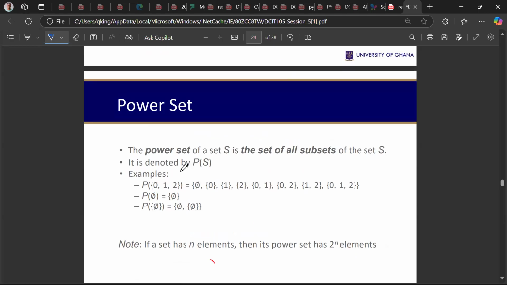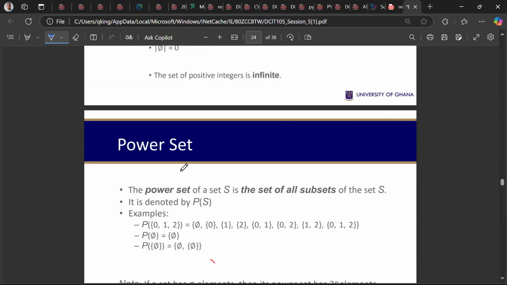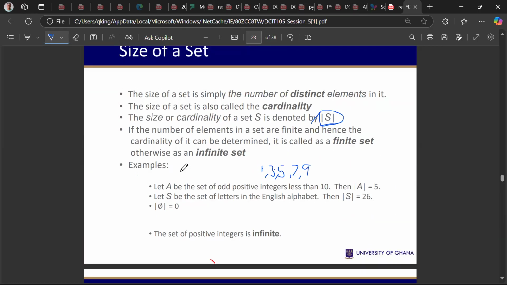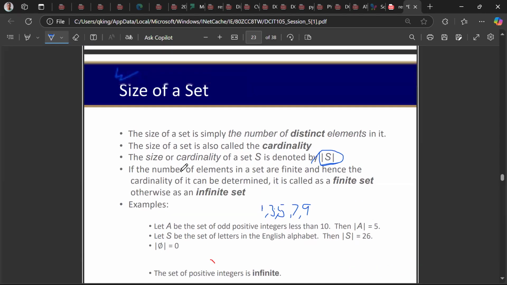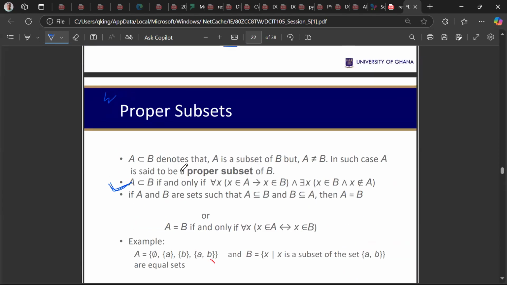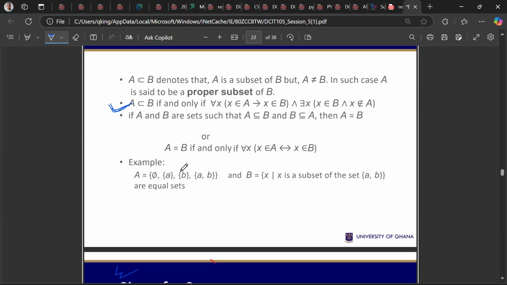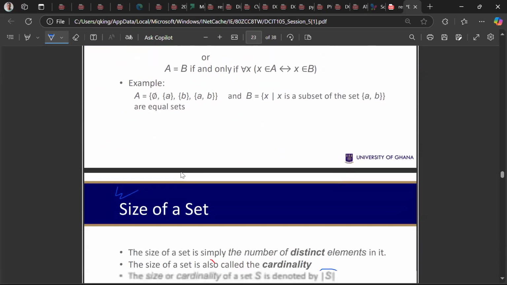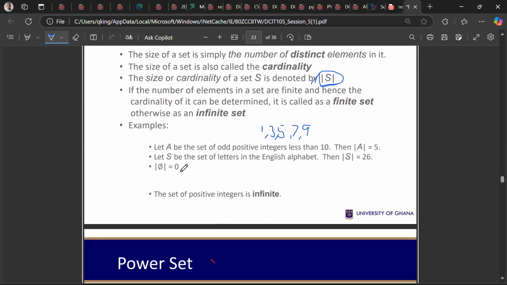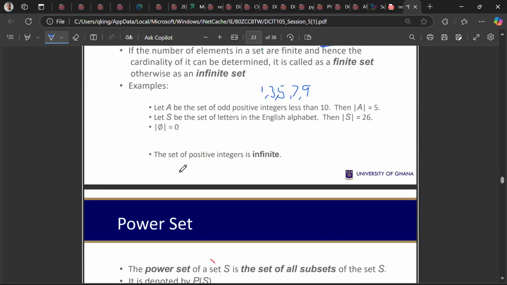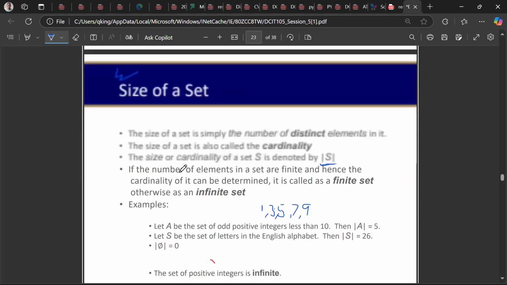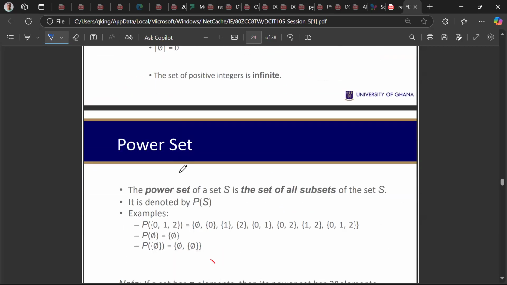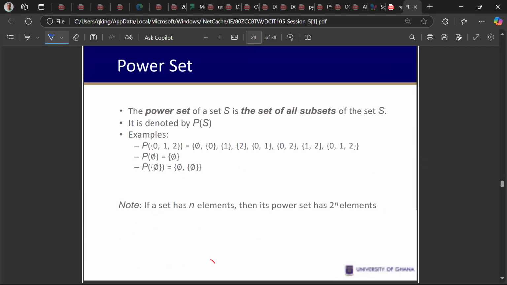Someone said explain the previous slides before the size of a set. I've already spoken about this. We've already dealt with the proper subset. So we are moving on. I want to look at the power set.